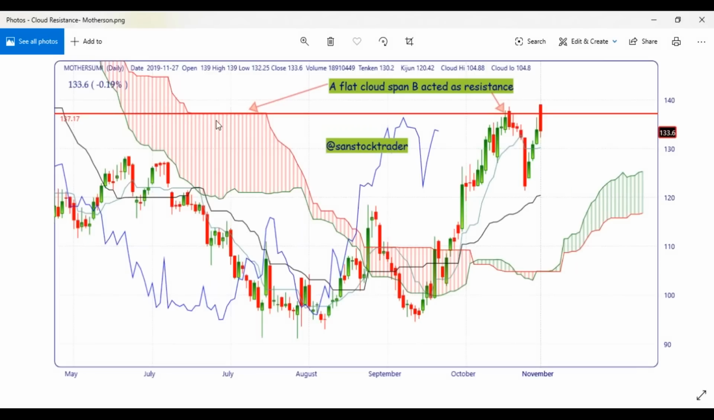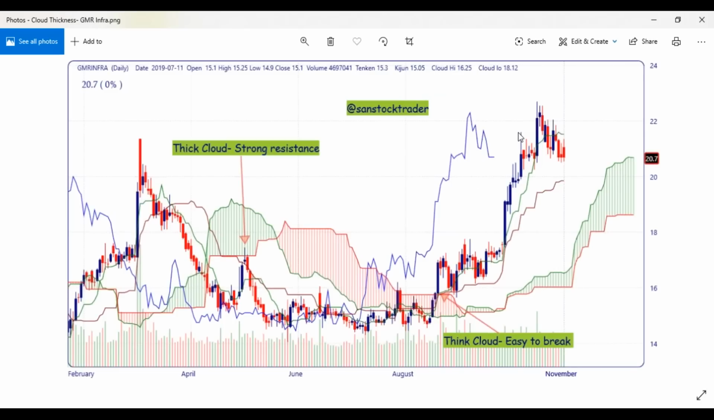So a flat cloud acts as resistance if it is above the price, and it acts as support if it is below the price, that we will see. Previously, as we discussed, it's not only the cloud; thickness also matters a lot. It is clear from this chart.